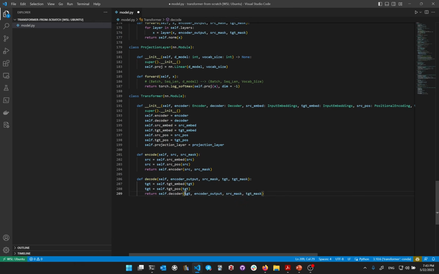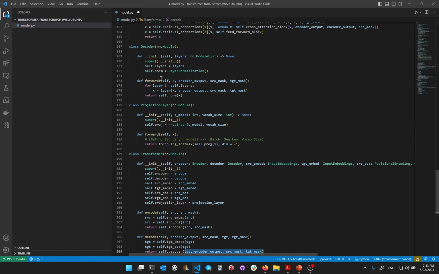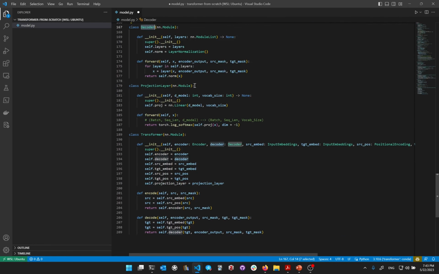This is basically the forward method of this decoder. So we have the same order of parameters. Finally, we define the project method, in which we just apply the projection. So we take from the embedding to the vocabulary size.